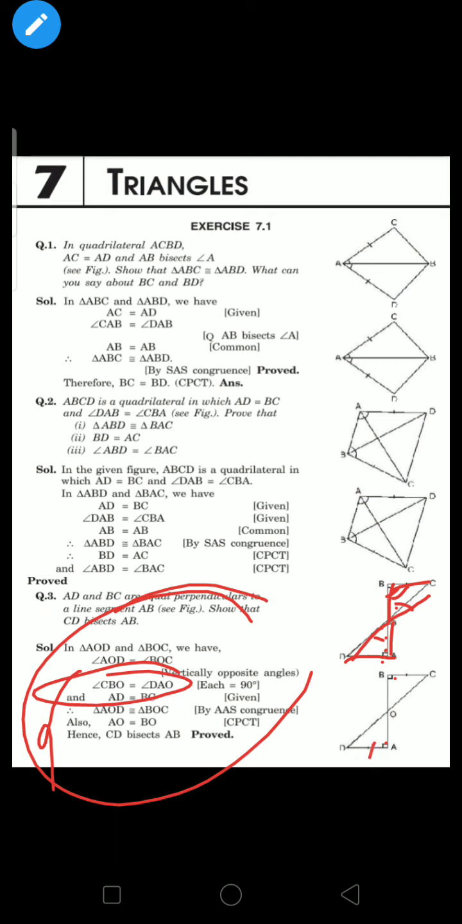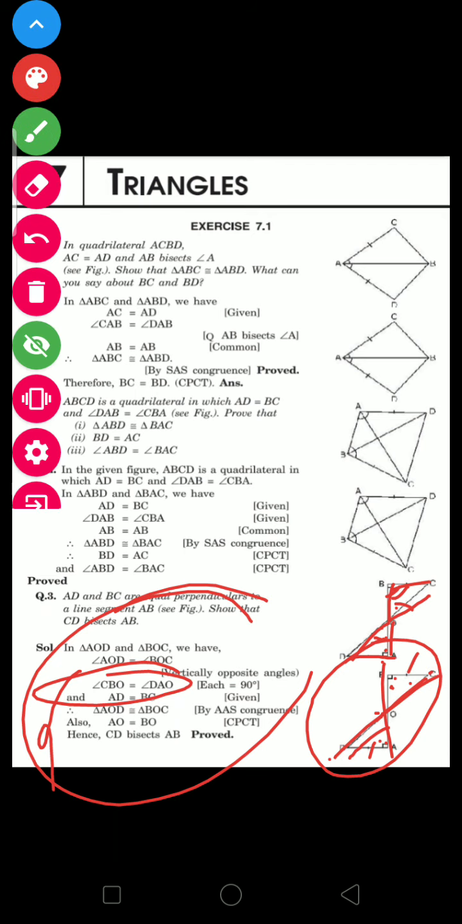This angle is equal to this angle. Why? Because they are right angles. AD is equal to BC as it is given. Secondly, this angle is equal to this angle. Okay. So these triangles will be congruent to each other. Then by CPCT we will write OD is equal to OC. This means the point O bisects the line CD, or the line AB bisects the line CD. Both meanings are the same. Okay students?